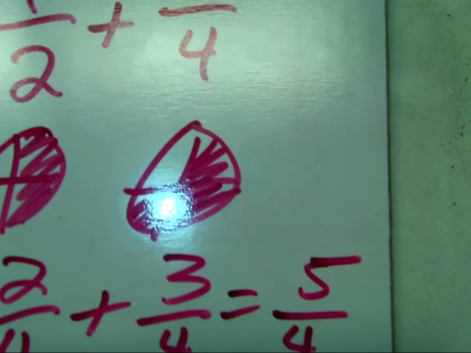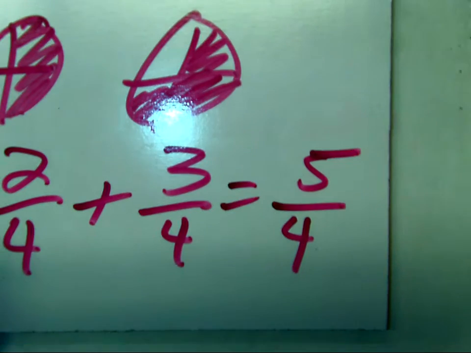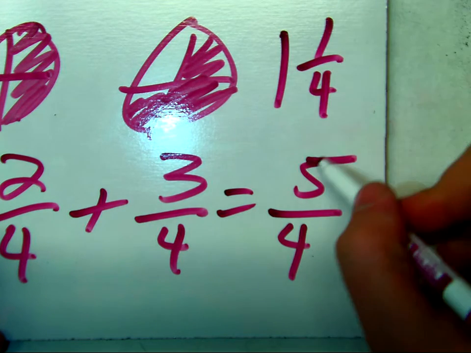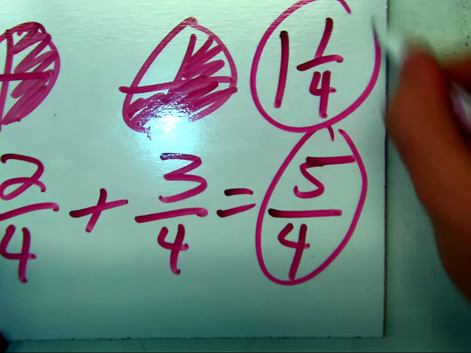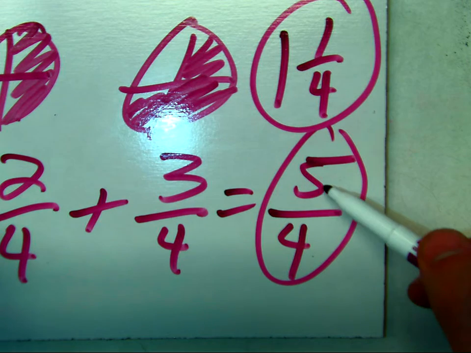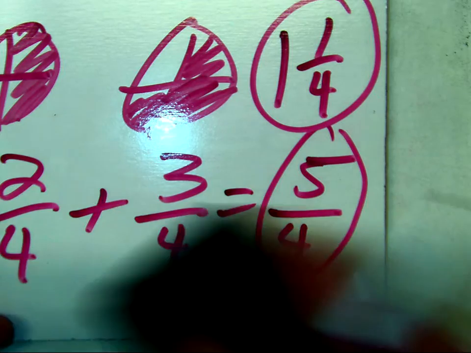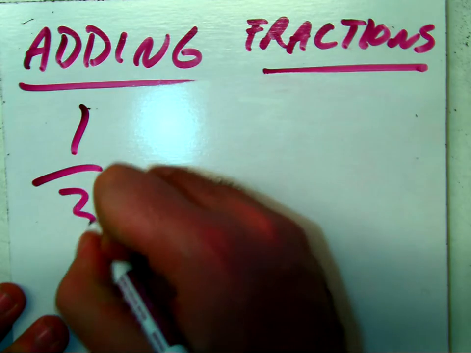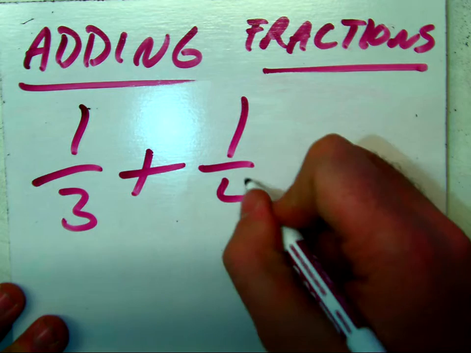5/4 can also alternatively be written as 1 and 1/4. Either one of these answers are fine. This is the mixed number. This is the improper fraction. Now, that's also relatively easy. You only changed one number. What if I have to change both numbers? Let's say I have 1/3 plus 1/4.